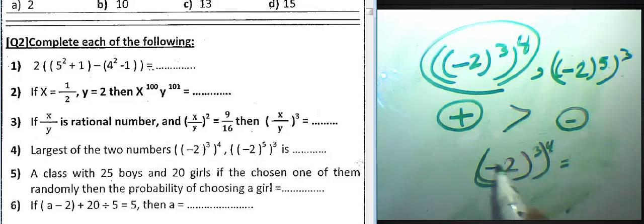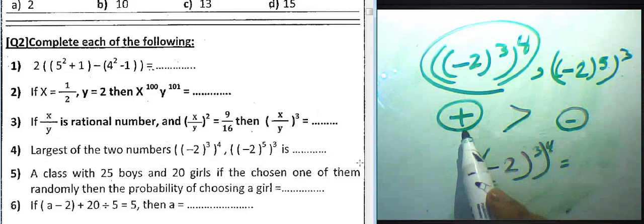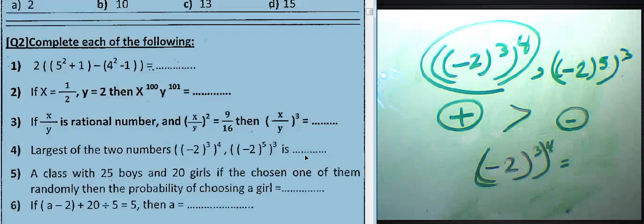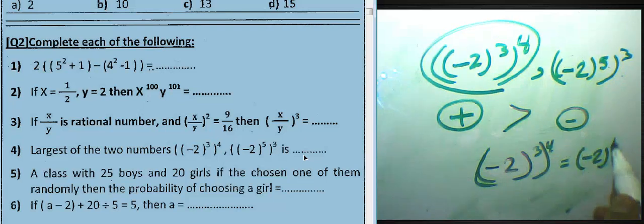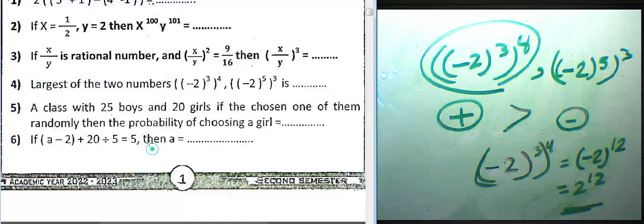We can find the result by using a calculator, but you must know the sign here is positive and the sign here is negative, so the positive result will be greater. In this space, negative 2 power 3 all power 4 will be negative 2 power 12, which is 2 power 12. The result will be 2 power 12, the largest of the two numbers.